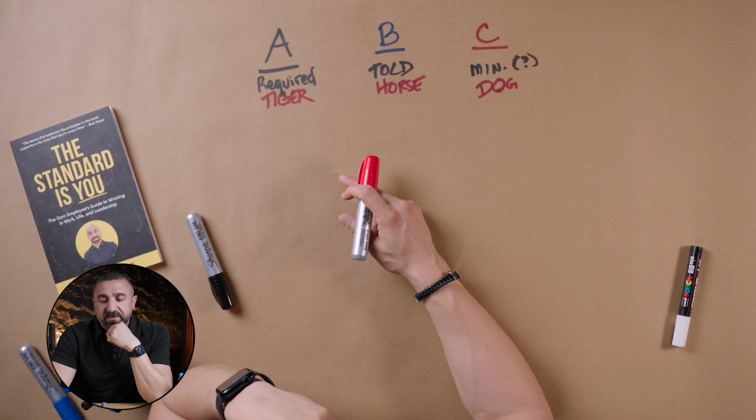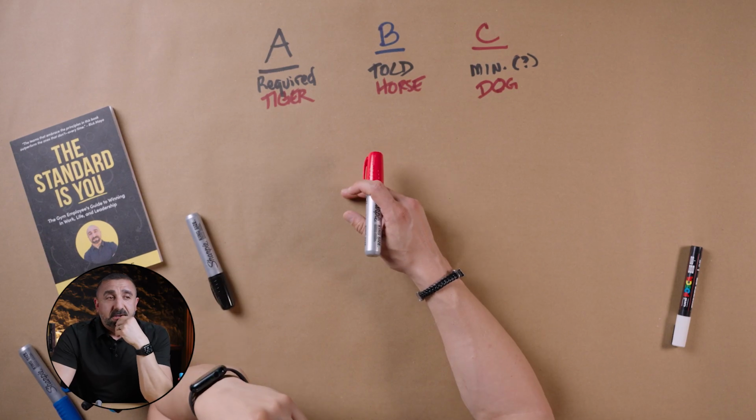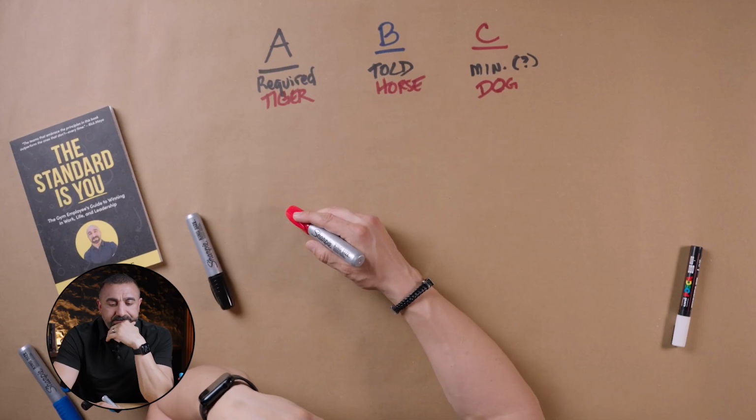Okay, B is a horse. A horse is actually a really good worker, but you've got to drive them. You've got to tell them what to do. If you don't drive them, they're totally fine just sitting there and grazing all day. And so they need to be managed effectively.